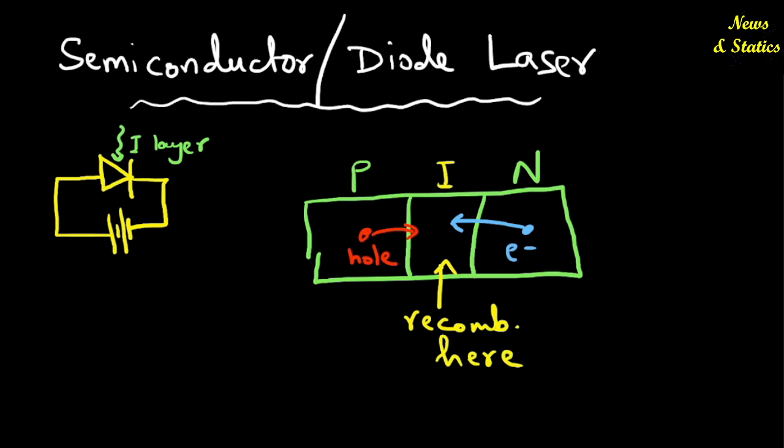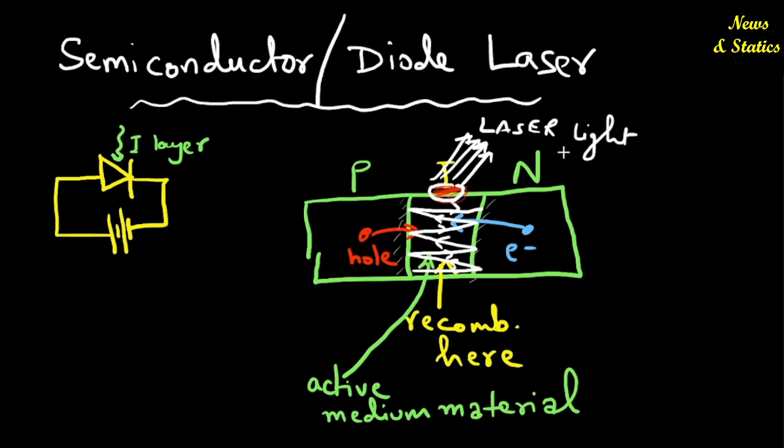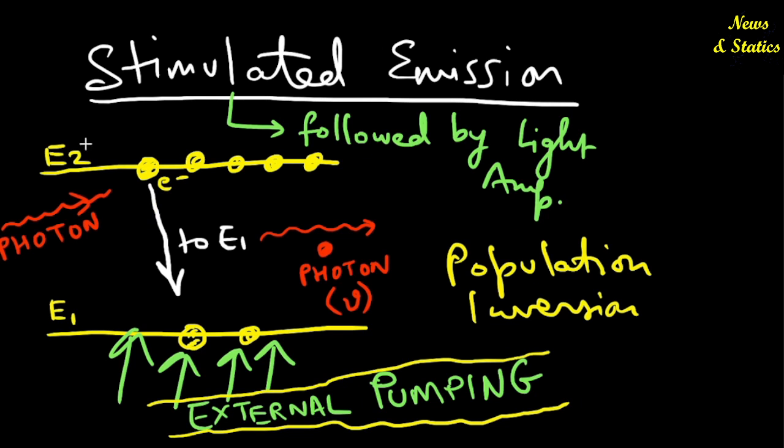And this entire I layer is made of that active medium material, gallium arsenide or whichever material depending on the color of the light that you want. So that entire laser phenomenon will happen here, and the recombination of electron and hole will produce energy which will serve as pumping energy. And you make a hole here, you have the laser light coming out. And therefore you can understand that this laser technology is a quantum mechanical technology, because there is a probability of electron moving from E2 to E1.